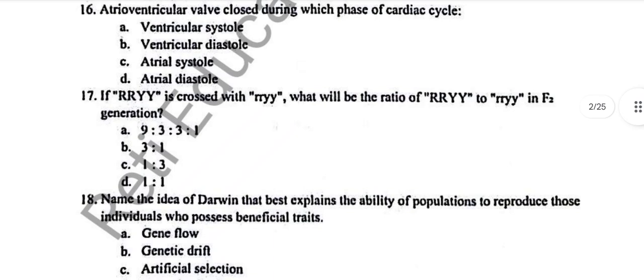Question number 17. If RRYY is crossed with rryy, what will be the ratio of RRYY to the small rryy in F2 generation? A. Ratio 9 to 3 to 1, B. Ratio 3 to 1, C. Ratio 1 to 3, D. Ratio 1 to 1. And the correct option is D, ratio 1 to 1. Each extreme homozygous genotype appears with probability of 1/16, giving a ratio of 1 to 1.